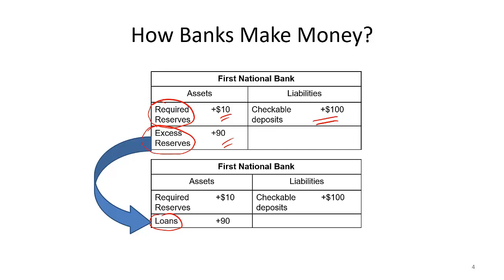So basically banks earn money because they transform one form of asset into another, and this other form of asset earns a higher interest rate, and the extra money is what they keep to run the bank and show as their profit.